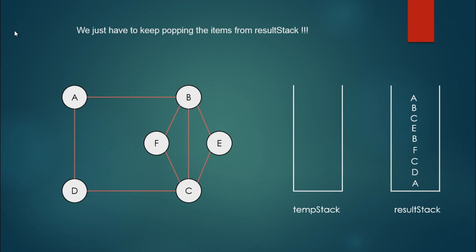So we just have to keep popping the items from the result stack, as I said earlier, and because A is the first element and then B, the edge between A and B will be the first edge in our solution. Then we have to go to C, then to E, to C, then E, then B, then F, then C, then D, and lastly back to A, because that's the definition of an Eulerian cycle, that the starting point is the same as the finishing point. So that's all about this algorithm. It's much more efficient. It is the best known algorithm for solving the Eulerian cycle problem.